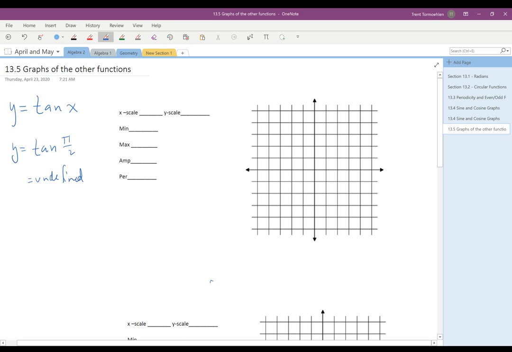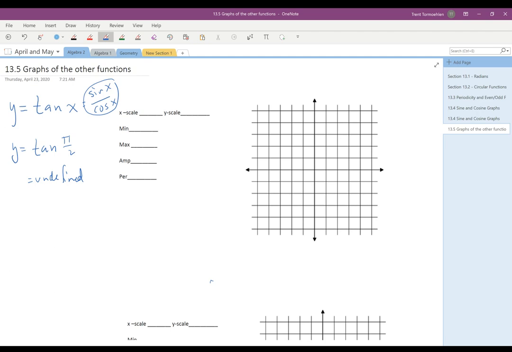And as it gets closer and closer to pi over 2, you get closer and closer to the denominator being 0. Because remember, when you're looking at the unit circle, tangent is y over x. Another way we can think about it is sine x over cosine of x. And this is how we're going to approach this: we're going to think about it in terms of sine and cosine, because I think it's a way of helping us to understand what's happening.